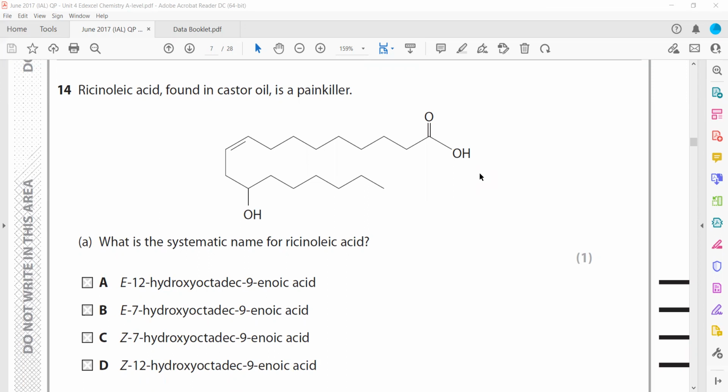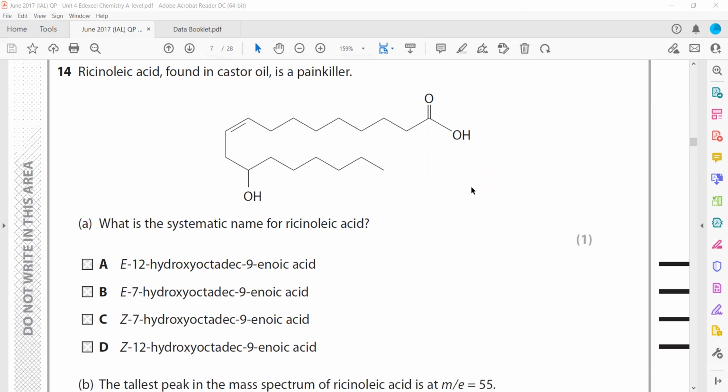Then ricinoleic acid, which is found in castor oil, is a painkiller. What is the systematic name? So how to work out the systematic name? First thing, we'll check the heavy groups. The heavy groups are connected on the same side. So if the heavy groups are on the same side, it should be Z, not cis or trans. Cis or trans is for identical heavy groups. Because different heavy groups are there, it can be either E or Z, but as the heavy groups are on the same side, that is why it is Z here.